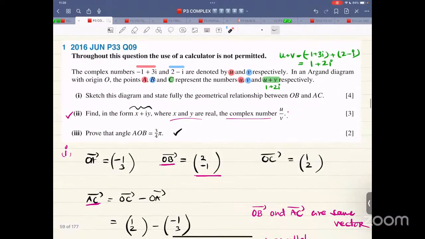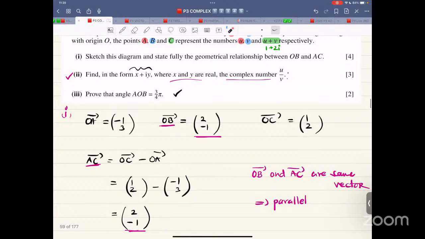Now over here, what kind of questions are there? The complex numbers -1 plus 3i and 2 minus i are denoted by u and v respectively. In an Argand diagram with origin O, the points A, B, C represent the complex numbers u, v, and u plus v. So now you have u, you have v, u plus v. I have done the working over here. Sketch this diagram and state fully the geometrical relationship between OB and AC.